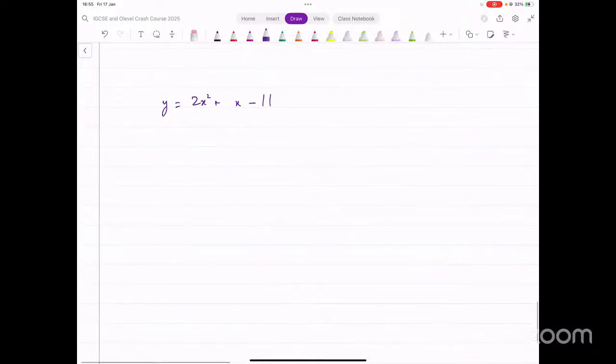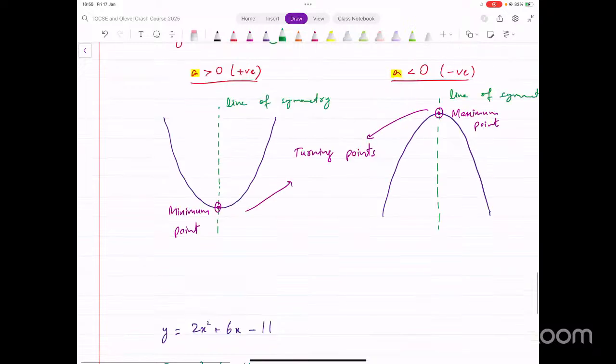Let me change it to, let's say, 6. So I have this quadratic function. If I were to find the y-intercept of this function, I could say this is the y-intercept, y equals -11. If I had to find the x-intercepts, I would solve this quadratic equation, and that would give me the x-intercepts of this graph as well.